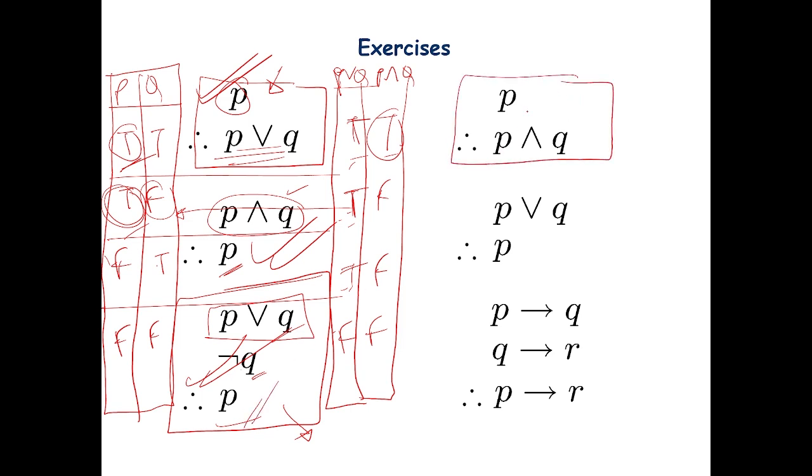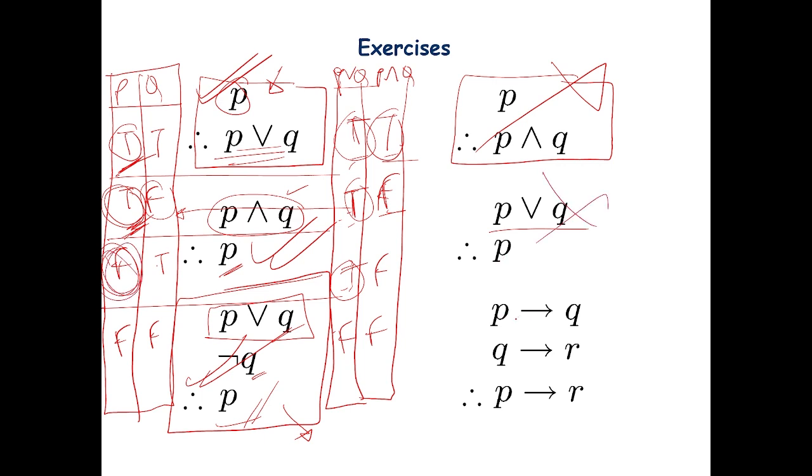P, so P and Q. Okay, P is true here and here. P and Q, no, this is false. I'm sorry, this is not a correct thing. Look at P or Q and find the true ones. Oh my god, there are so many truths. See, there's one false conclusion, so this is not valid at all.